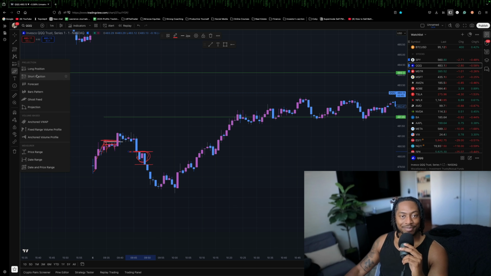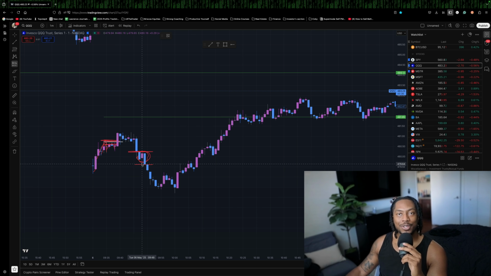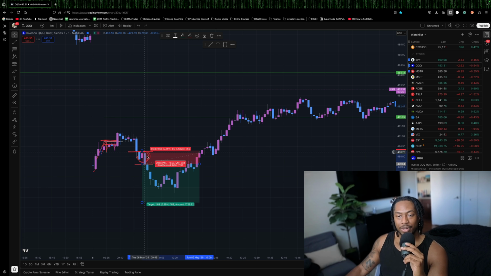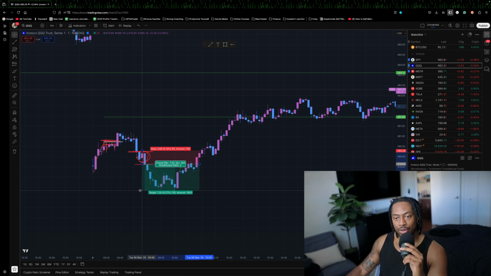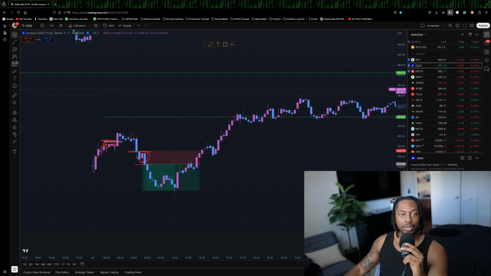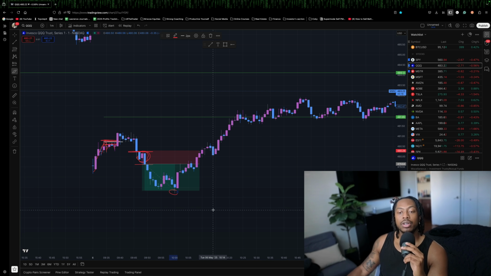And granted, this is where I messed up. This is where the greed comes in. I always do 1 to 2 R's. So boom, that would have been my stop loss, and then the 2R would have been right here. So this candle right here would have secured my profits.